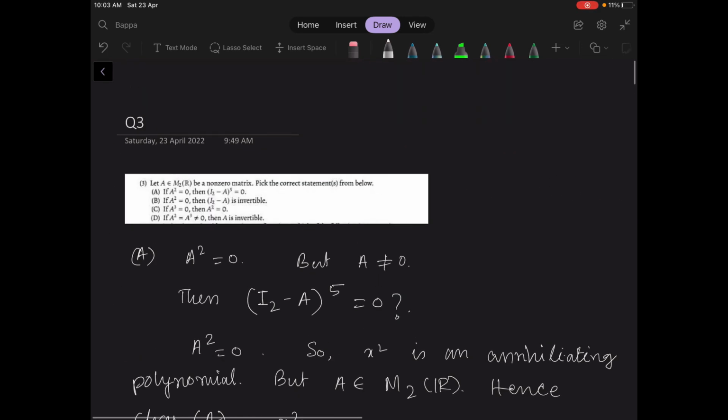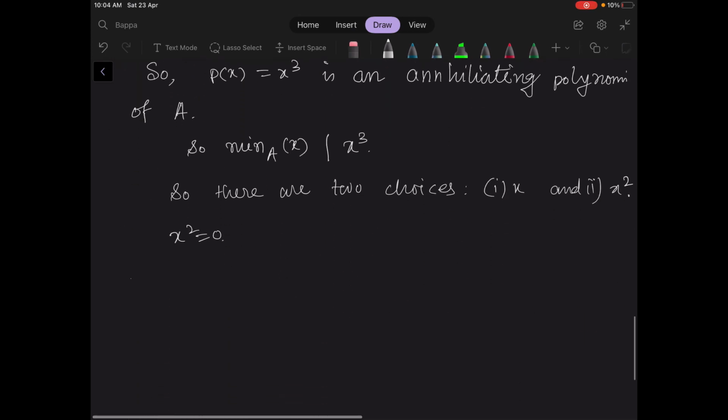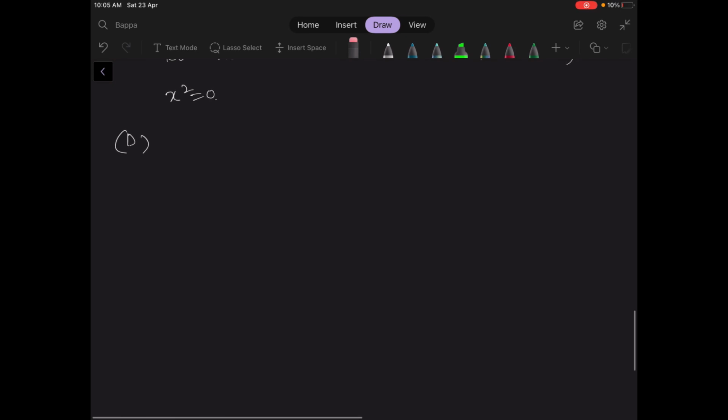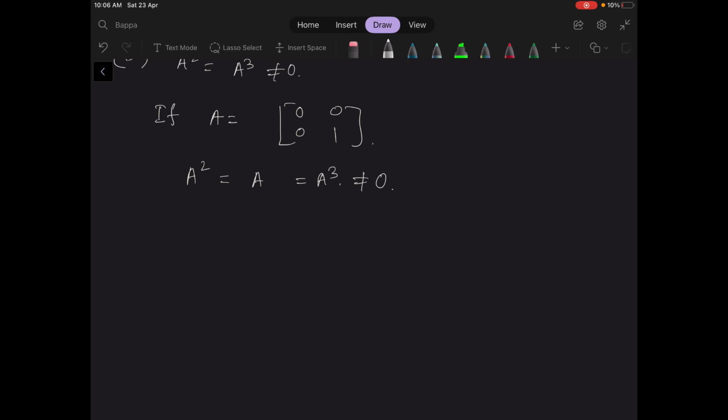Now let us go back to the last question, option D, which says if A square equal to A cube and it is not equal to 0, then A is invertible. Now if A equal to 0, 0, 0, 1, then A square equal to A equal to A cube, and this is not equal to 0, but the determinant of A is equal to 0, so A is not invertible.